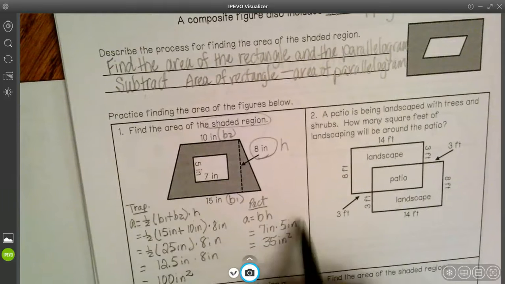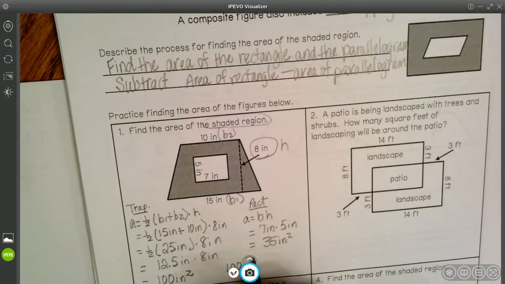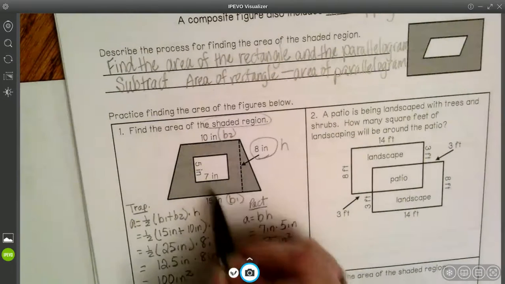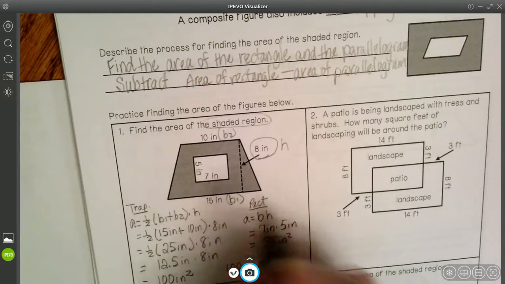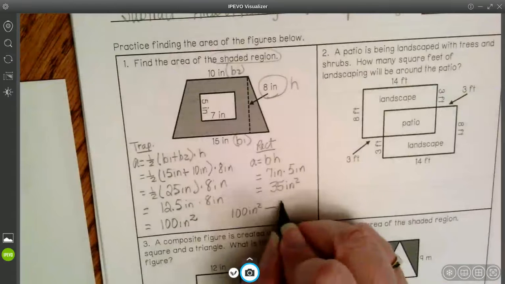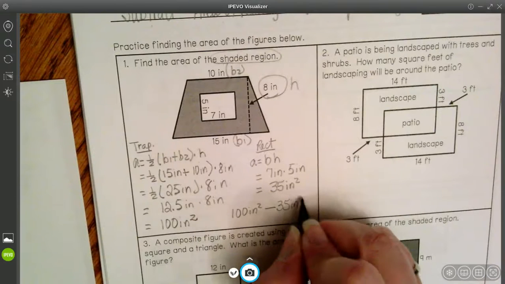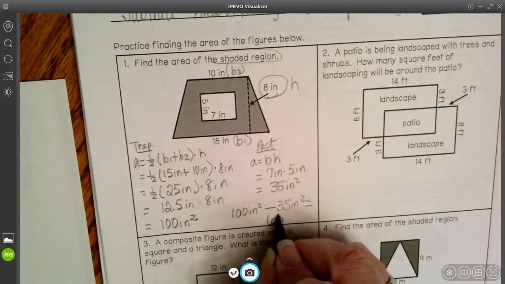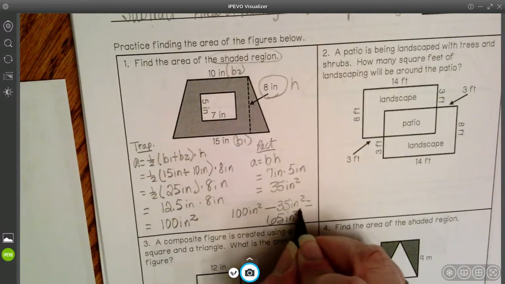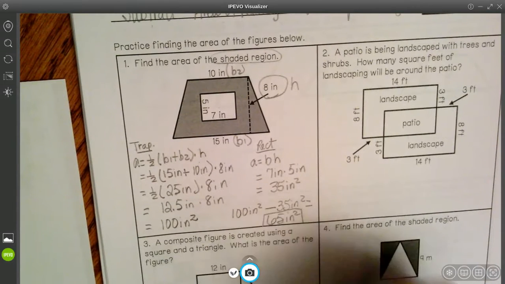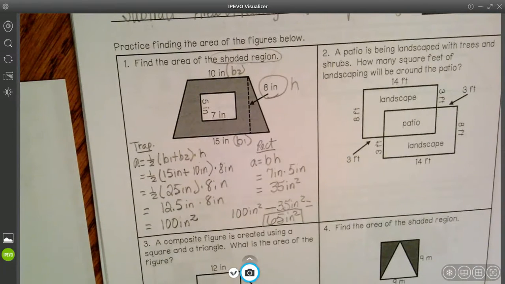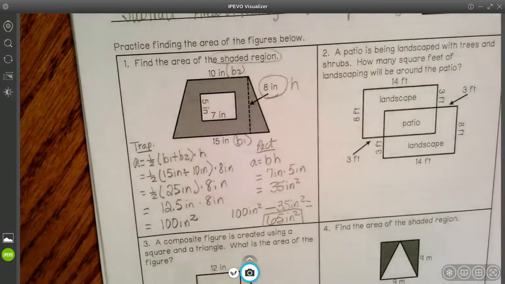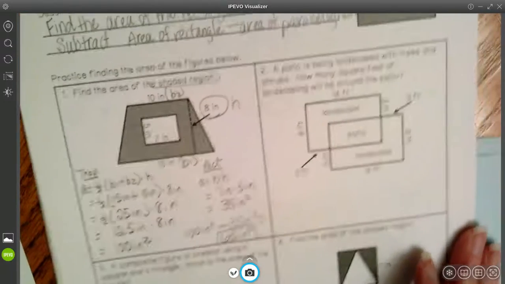And then we're going to take the 100 inches squared minus this one because we're just wanting the shaded part. So we're taking out the rectangle. So that is 35 inches squared. And when we subtract those two, we get 65 inches squared. Okay, 65 inches squared.